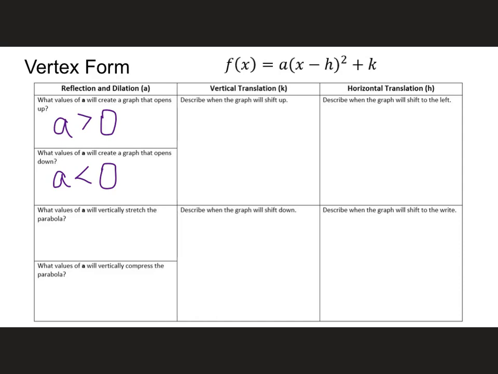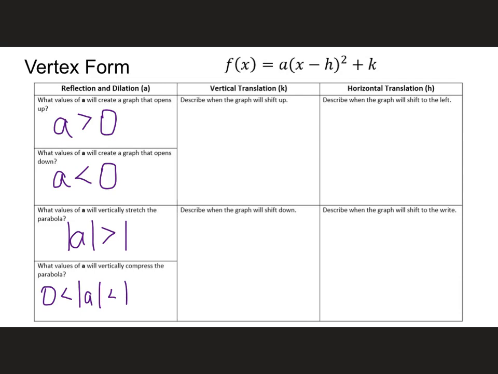A vertical stretch will happen when the absolute value of a is greater than 1. So if you're multiplying by a number greater than 1, you'll move faster. And a vertical compression will happen when the absolute value of a is less than 1, and I'm going to say greater than 0, so somewhere between 0 and 1 as absolute value, meaning that you're multiplying by a number less than 1, it's going to cause it to move at a slower rate.